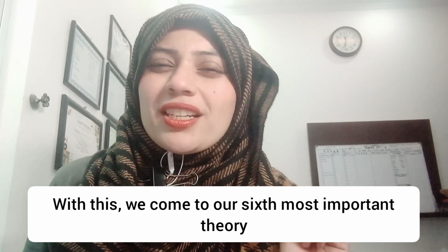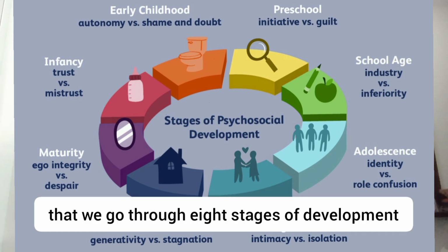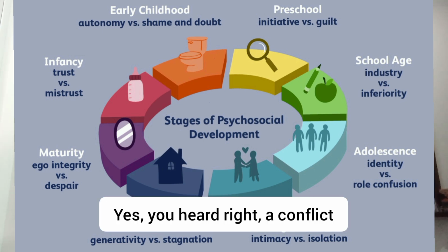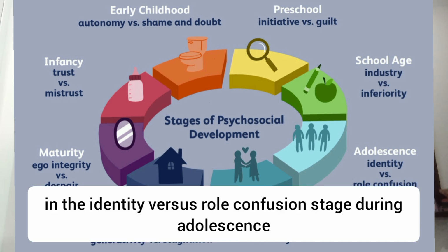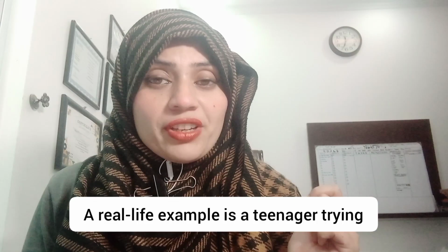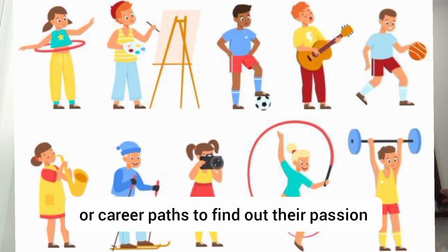With this, we come to our sixth most important theory, that is Erikson's developmental theory. Erik Erikson proposed that we go through 8 stages of development, each with a unique conflict. Yes, you heard right, a conflict. For example, in the identity versus role confusion stage during adolescence, teenagers explore who they actually are. A real life example is a teenager trying out different hobbies or career paths to find out their passion.